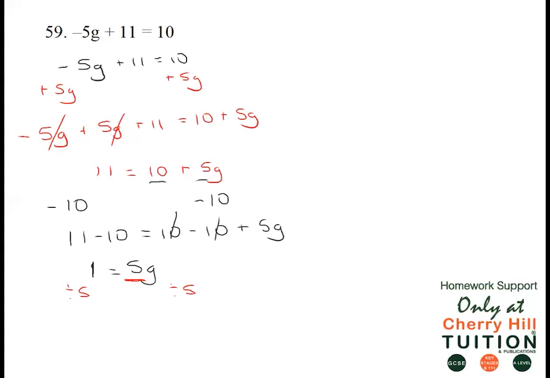This leaves us with 1 over 5 is equal to 5g over 5, which means 1 over 5 is equal to g, because the 5 and the 5 cancel out. So your answer is g is equal to 1 over 5.